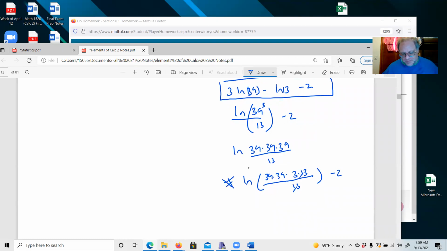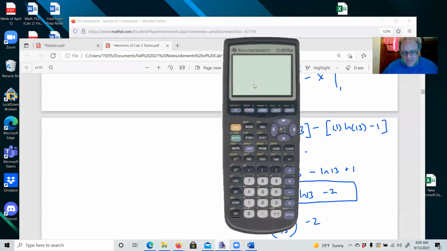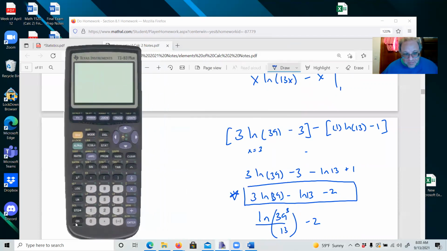They don't want this. I'm not messing with that. So this right here: 3 natural log 39 minus natural log 13, minus 2. They don't even want that. You guys are allowed to have a calculator, right? That's fine. Not one with an algebraic system, but a calculator. 3 times natural log 39 minus natural log 13, minus 2.